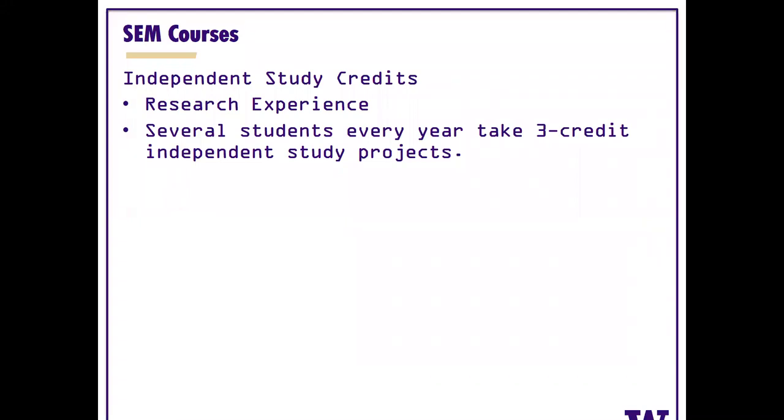This is another option, replacing one class: maybe you're in the professional master's program, but you'd like to learn a little bit about what research is like. This is an opportunity that it seems every year a student or two will take advantage of. You will pair with one of the faculty, take a 3-credit independent study course, and work on a research problem with that faculty member.